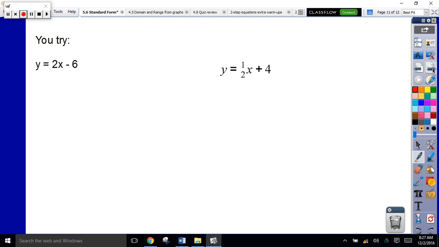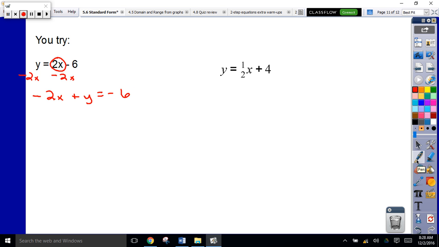We have y equals 2x minus 6. Step 1 is move all the variables to the left. So I need to get rid of the 2x on this side. So I'm going to subtract it from both sides. So on the left side, I have -2x plus y equals -6.